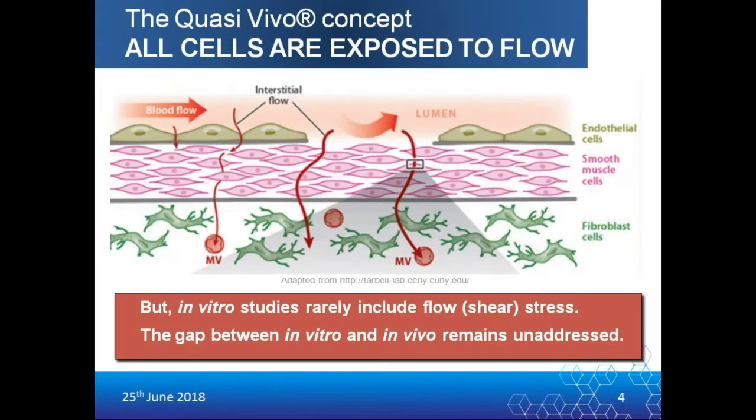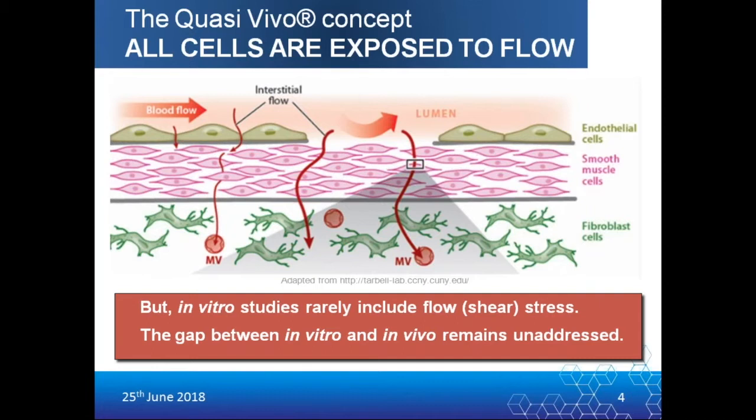Moving on to the concept of Quasi Vivo. Quasi Vivo systems enable milli-fluidic cell culture with controllable flow rate. It is known that most cells in the body are exposed to fluid flow. The schematic on the screen shows the interstitial flow crossing an artery wall, exposing smooth muscle cells and fibroblasts to fluid shear stress. It is known that interstitial flow regulates the microenvironment of the tissues and many physiological responses.